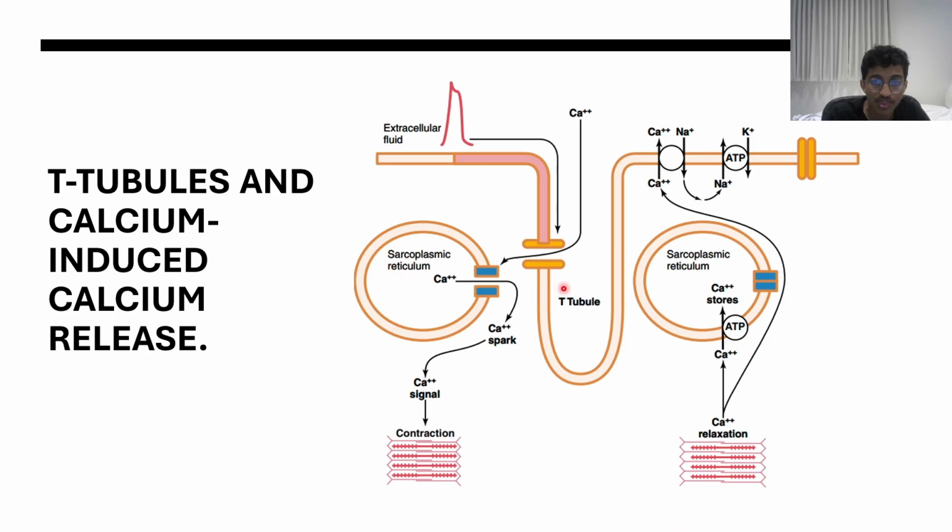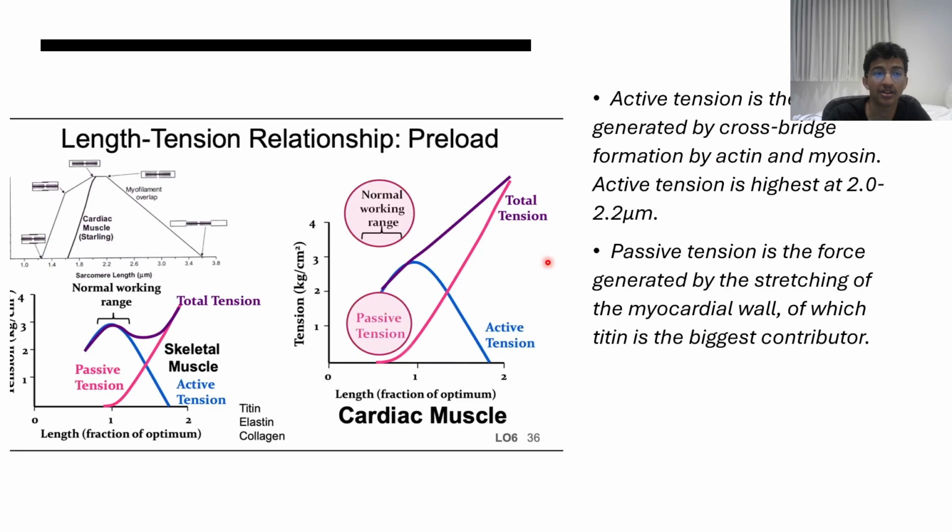T-tubules, what's the significance of T-tubules? They create little space. They make it closer to the sarcoplasmic reticulum. You want the channels to be closer to the sarcoplasmic reticulum.